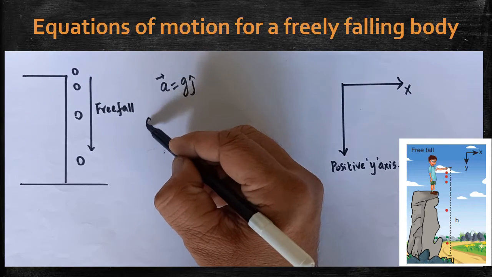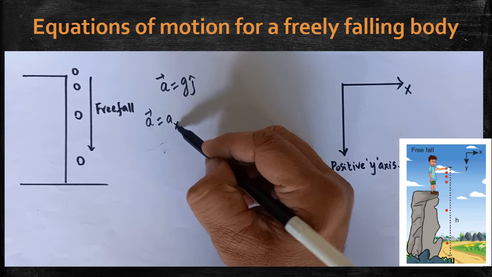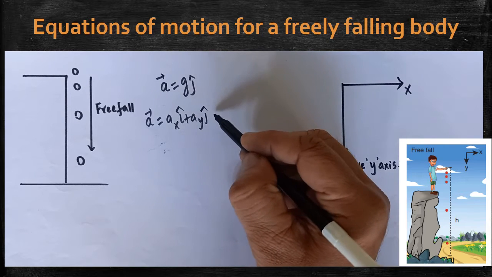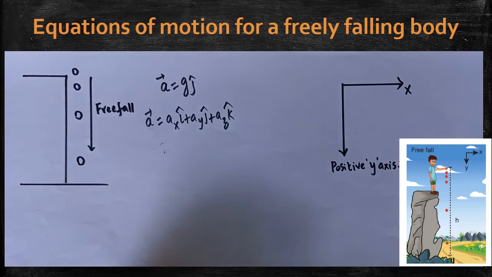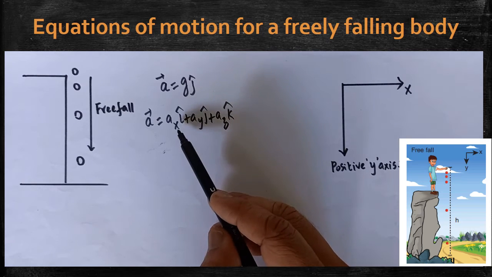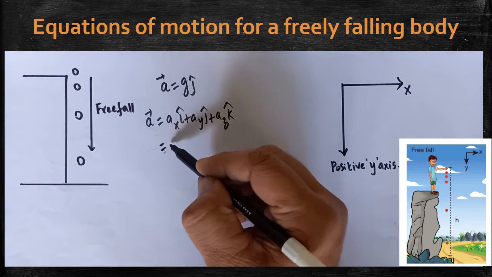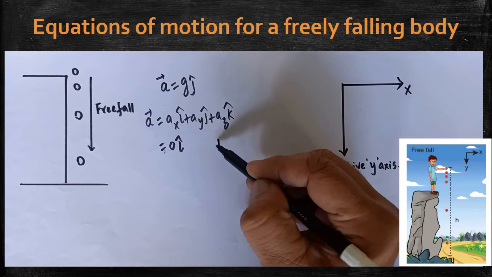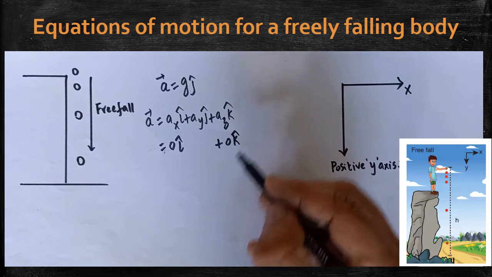Now we know how to separate the components. Acceleration can be written in terms of its components: ax i cap plus ay j cap plus az k cap. In that format we can write. Any doubt in this? Is there any component along the x-axis? No component, therefore we write 0 i cap. Is there any component along the z-axis? No, therefore 0 k cap.